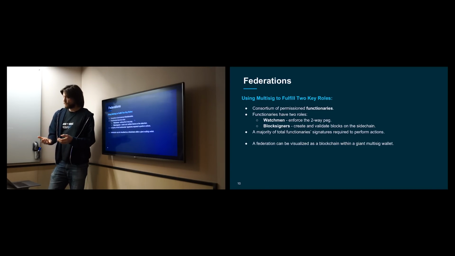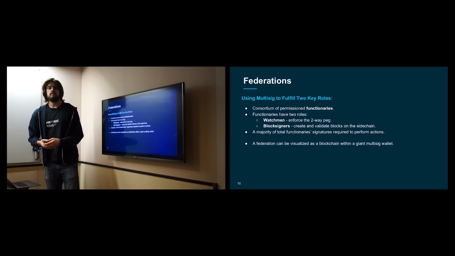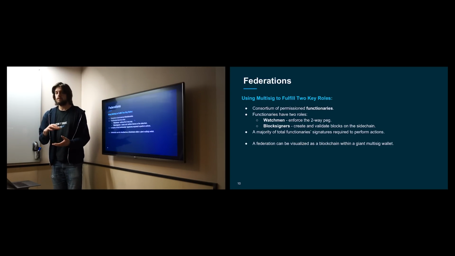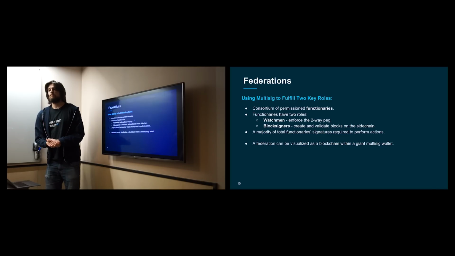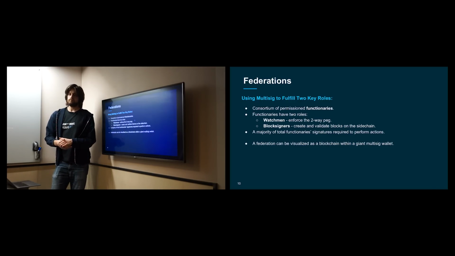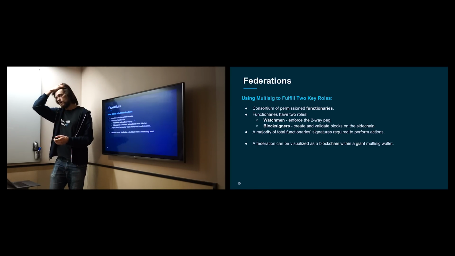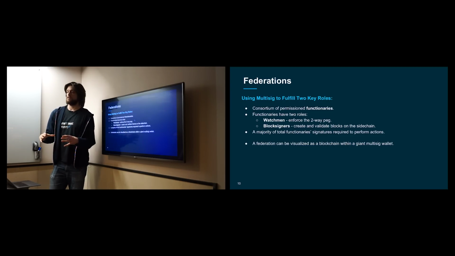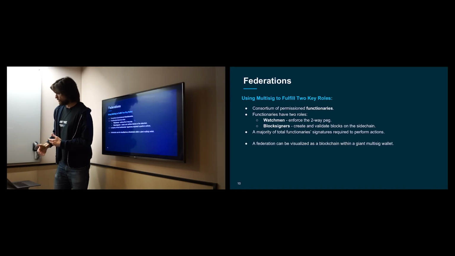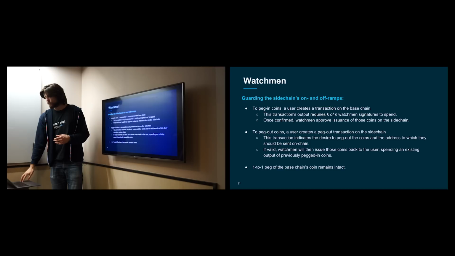So functionaries have two primary roles. We have the Watchmen and the block signers. The Watchmen, their job is to enforce the two-way peg, and the block signers are the entities that keep the blockchain going. So they're analogous to the miners in a way. And you need a majority of total functionaries to perform actions. Another way to visualize this is you can think of a federated sidechain as a blockchain that exists within a very, very large multi-sig wallet. So that's a helpful way to think about it going forward.